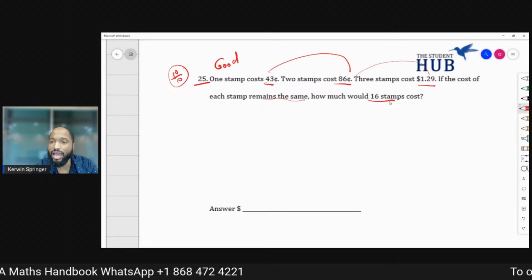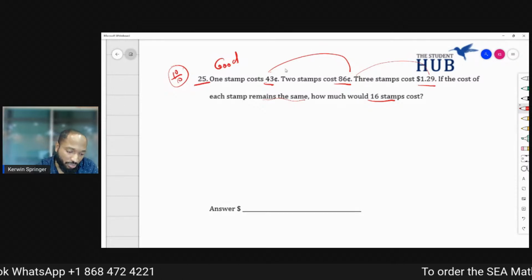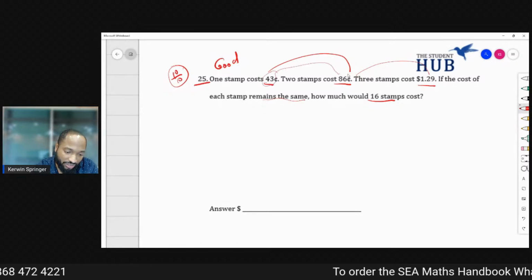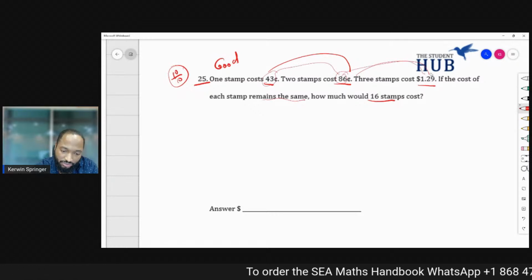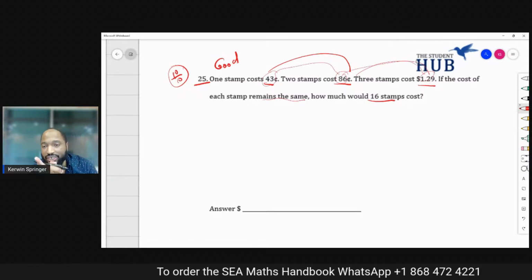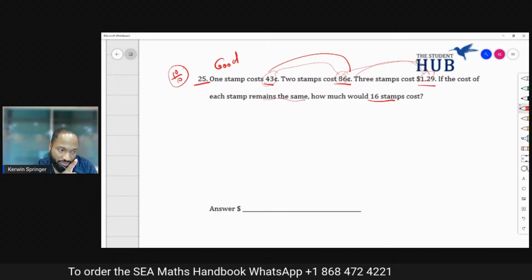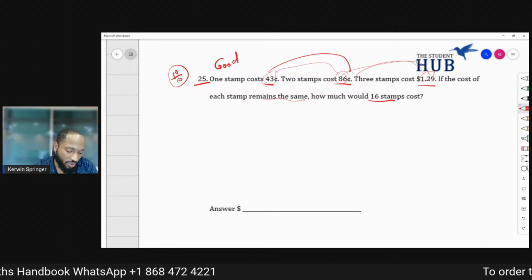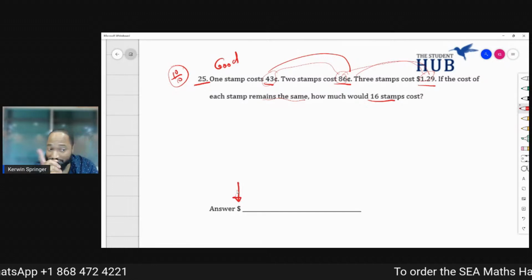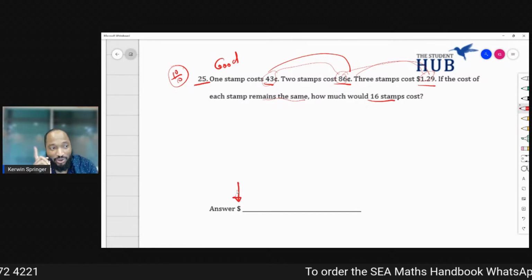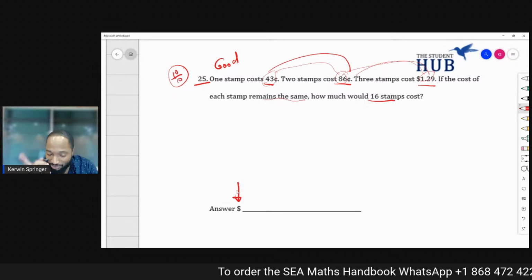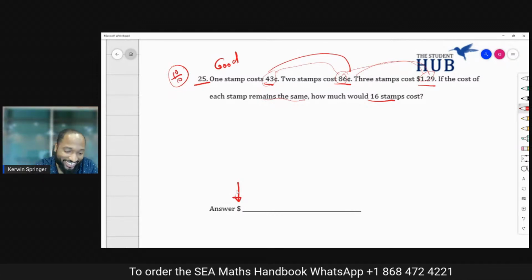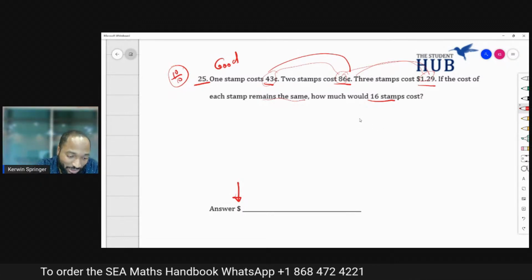We should multiply because you are repeatedly adding on 43 cents. So if repeated addition is multiplication. They want the answers in dollars. They're not catching me out here, you know? They're not catching me out here. So how much would 16 stamps cost?